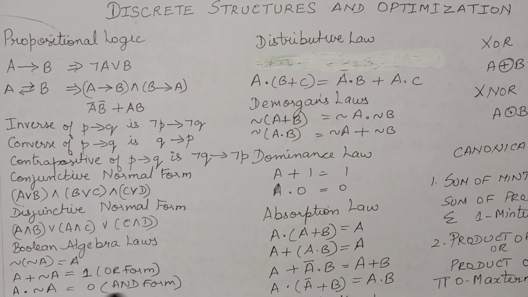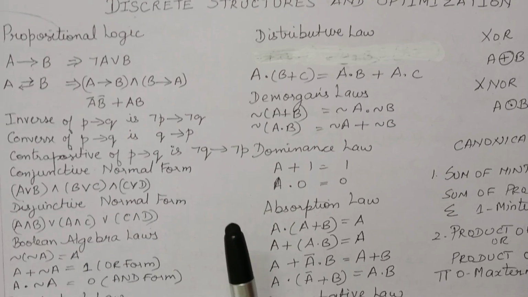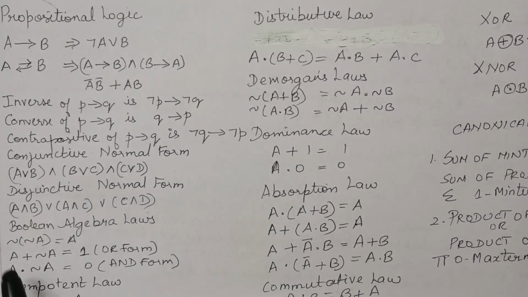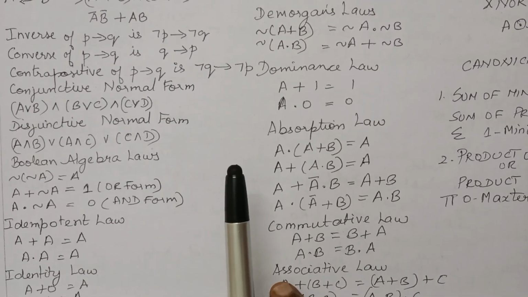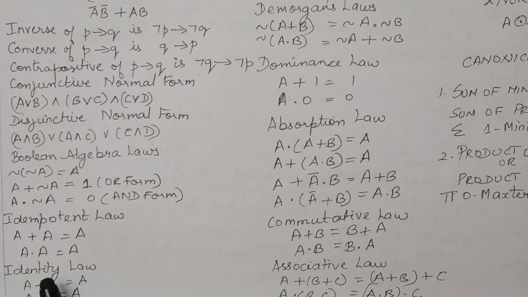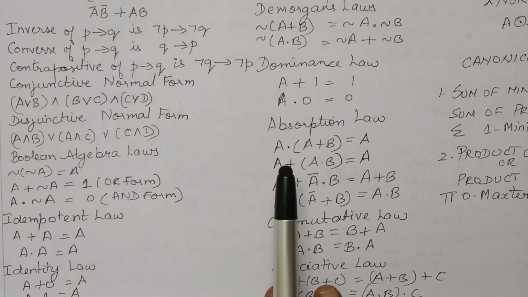So Boolean algebra laws. What are Boolean algebra laws? The complement of the complement of A is equal to A. A plus A complement is 1, which is the OR form. A dot A complement is 0, which is the AND form. Idempotent law: A plus A is equal to A, and A dot A is equal to A. Identity law: A plus 0 is equal to A, and A dot 1 is equal to A.